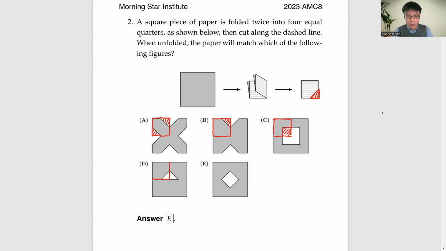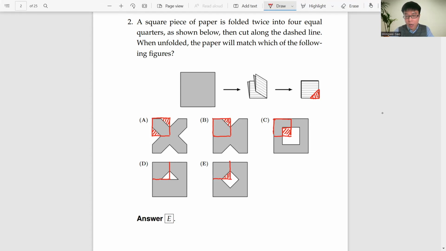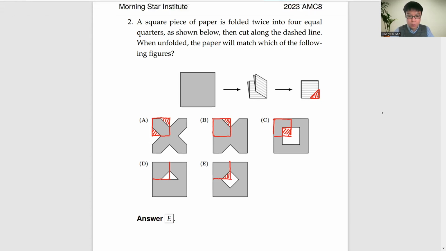For D, that's actually not the answer, because if we cut in this way, we should have the cutoff symmetrical. So this is just the upper half. It doesn't match. For choice E, it matches because the part cut off is exactly the right lower triangular corner. So the answer to this question is E.